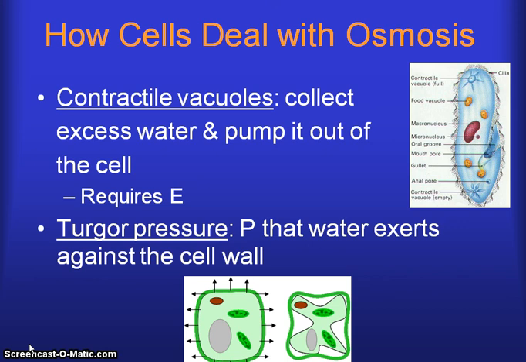Turgor pressure is another term that's put in here. Pressure that water exerts against the cell wall is that turgor pressure. So in this diagram here, you can see that the cell membrane is pushing equally against the cell wall in all directions. That means that there's an adequate amount of water in this cell. In this one, you can see plasmolysis has occurred. There's not enough water in the cell, so that membrane has pulled away from the cell wall, and it's not fully pushing up against that cell wall anymore, and that turgor pressure has decreased. That would eventually cause the plant to wilt.